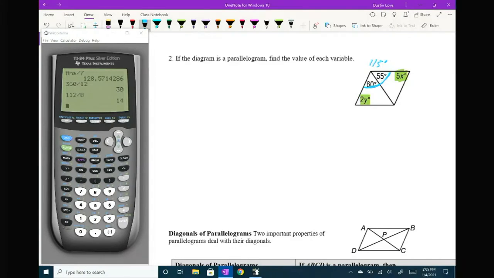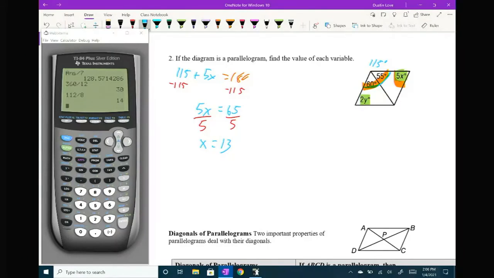So what that means is that 115 plus 5x, if I add up my two consecutive angles, is going to equal 180. So now we're just going to start our solving steps. I need to isolate x, so I'm going to subtract 115 on both sides. That gives me 5x is equal to 180 minus 115, which is 65. Now we're going to divide both sides by 5, and that leaves me with x is equal to 13.